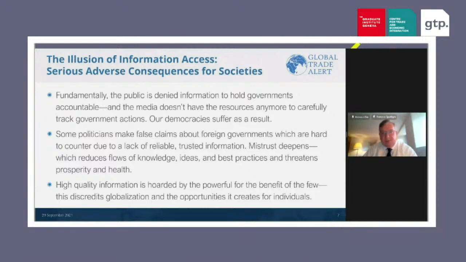I think we learned from the last US administration that some politicians are prepared to make all sorts of fake or false claims about foreign governments, and it's hard to counter those claims because of a lack of underlying reliable information. So the whole debate on trade policy, both nationally and internationally, is often skewed by a lack of information. And of course, such information is often hoarded by the powerful for the benefit of the few. And in my view, that discredits globalization and the opportunities that it creates for individuals. And this is problematic, since I see globalization as a force for good.